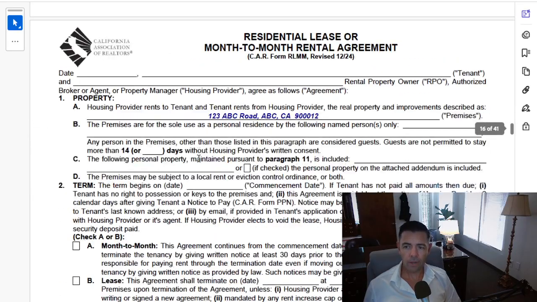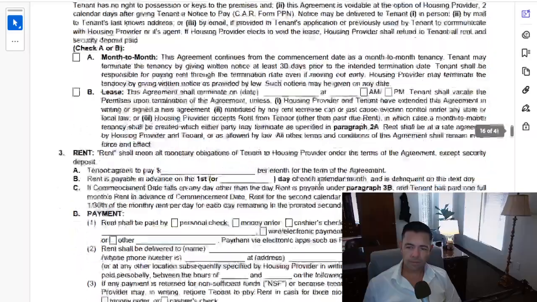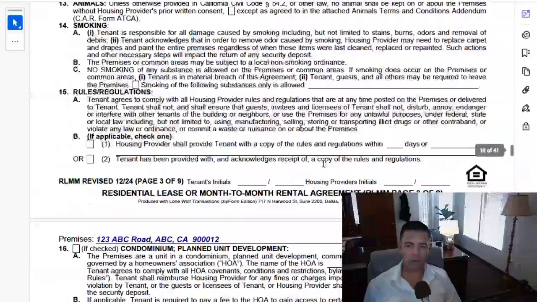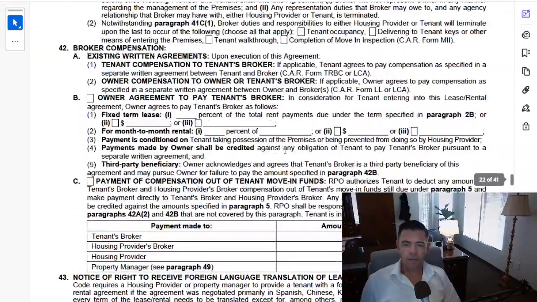Now here we are at the actual lease agreement. Again, I have a whole separate video on this, but I'm going to scroll down to, I want to say, paragraph 42. Let's take a look here. That's where compensation is. Yeah, 42, broker compensation.